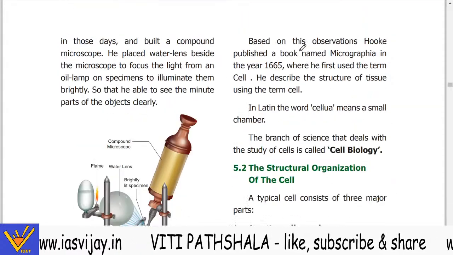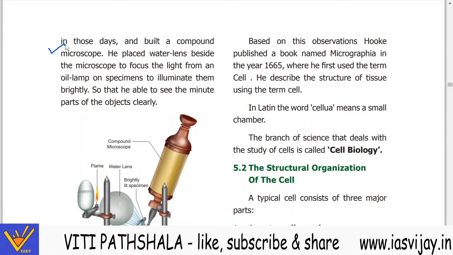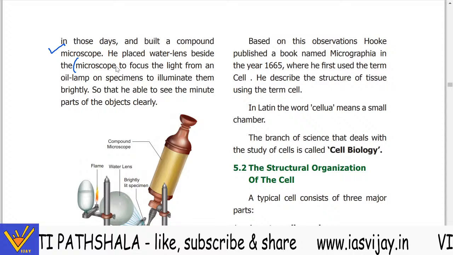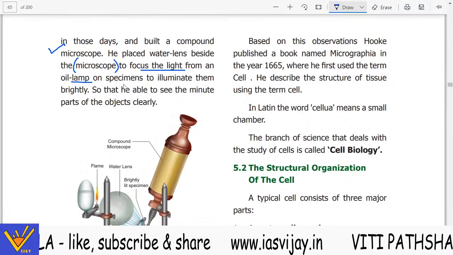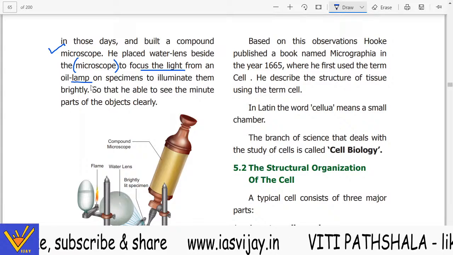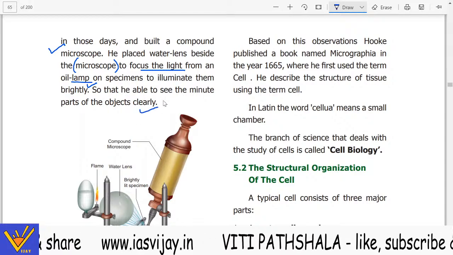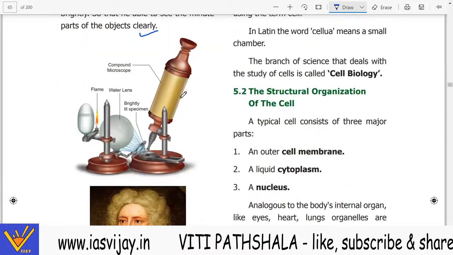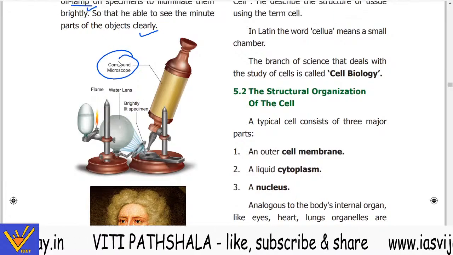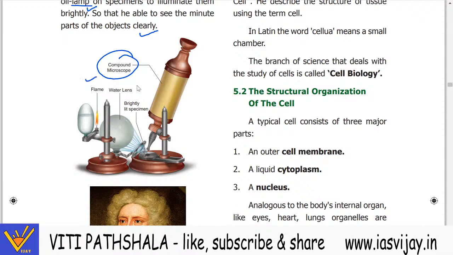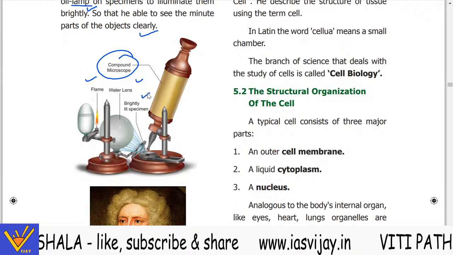He improved the microscope which was used in those days and built a compound microscope. He placed the water lens beside the microscope to focus the light from the oil lamp on the specimen to illuminate it brightly, so that he was able to see minute particles of the object clearly. You can see that this is a compound microscope, the picture they have shown. Here you will find a flame, a water lens is given, and the brightly lit specimen is there.